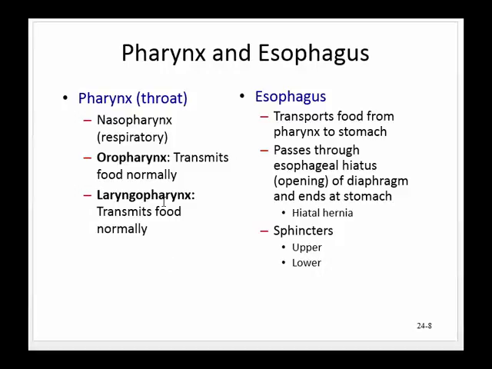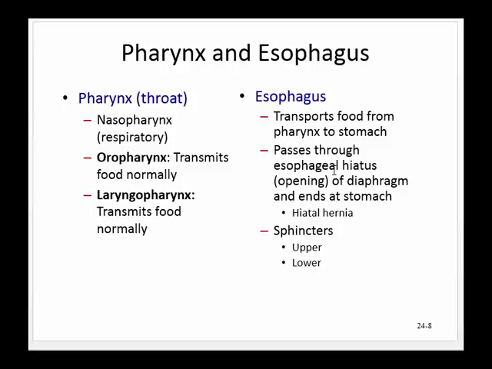From the laryngopharynx, we would move into the esophagus, and the esophagus is really just a muscular tube used for transportation from the pharynx into the stomach. It's going to pass through an opening through the diaphragm. If you think about where the esophagus and the stomach are, it does have to move through the diaphragm. So there's an opening there called the esophageal hiatus.